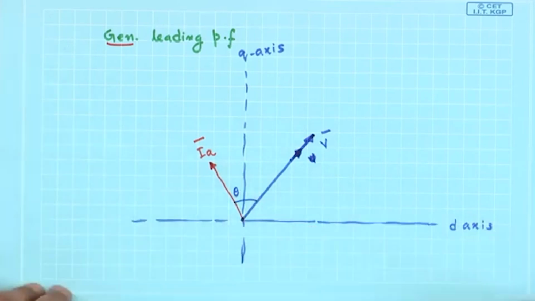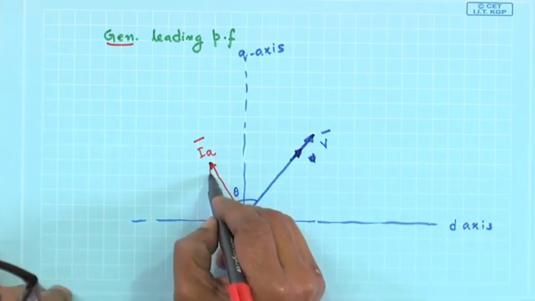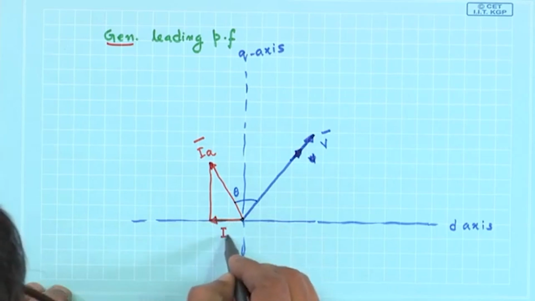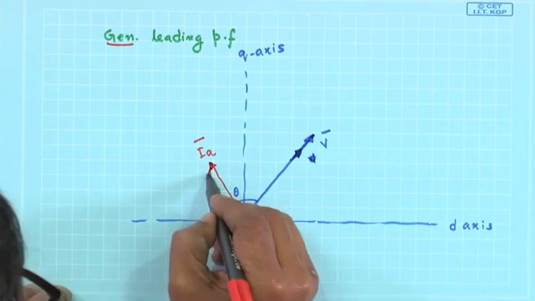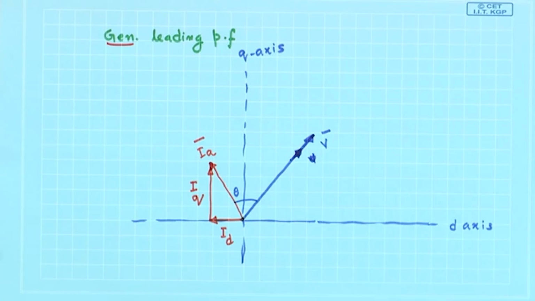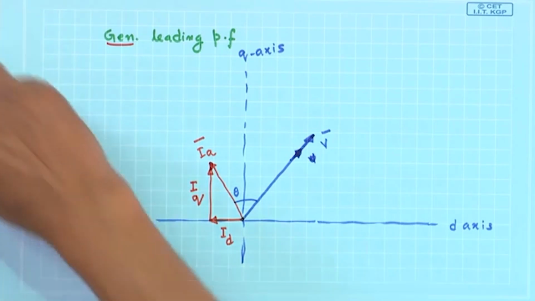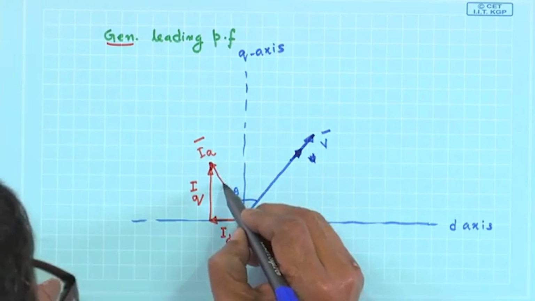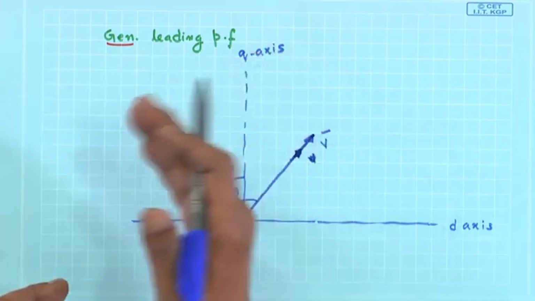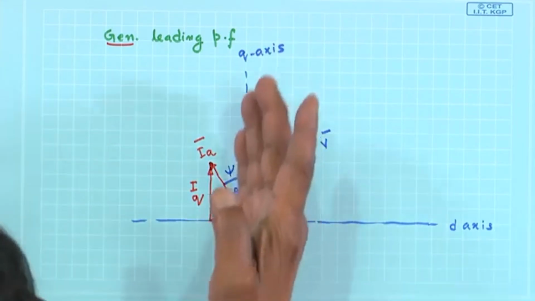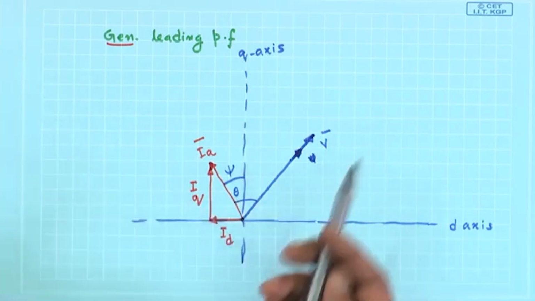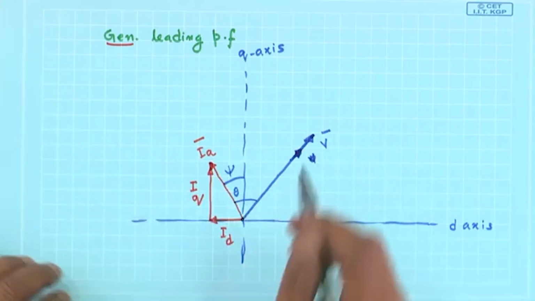Got? Since IA is this, I will draw ID like this, ID plus IQ are the two currents. And you know this angle is your psi, the internal power factor angle between EF and IA. Of course, the exact point where EF will be here, I am yet to get that. How will I get it?